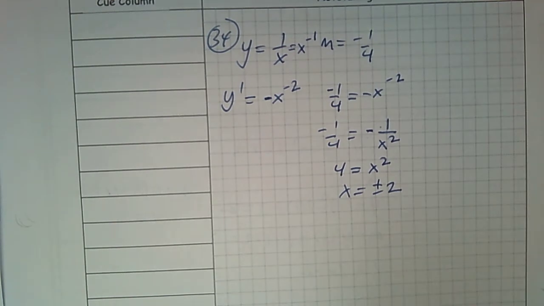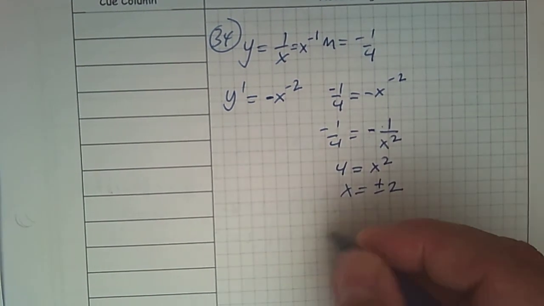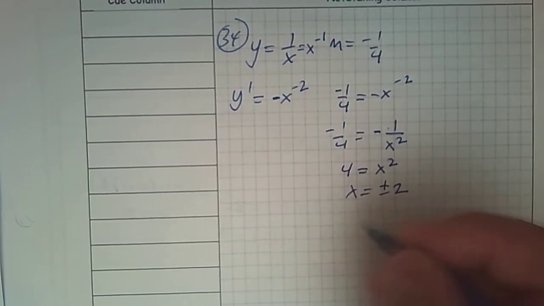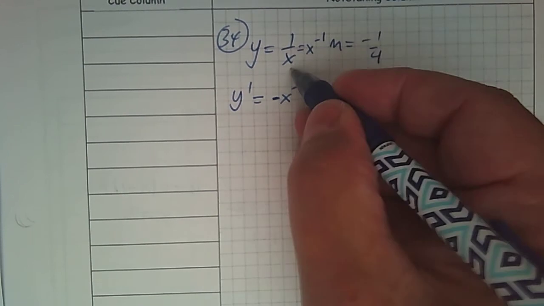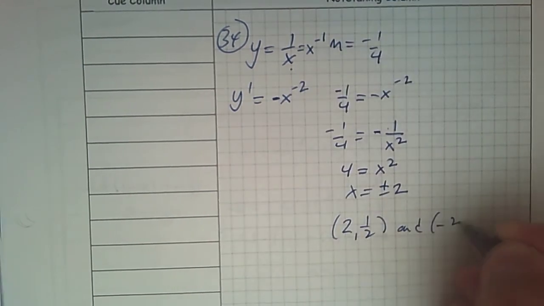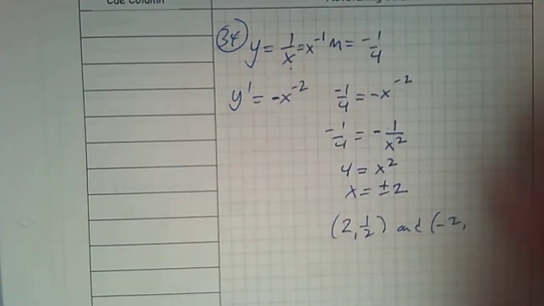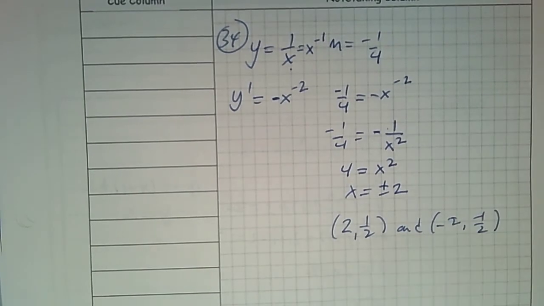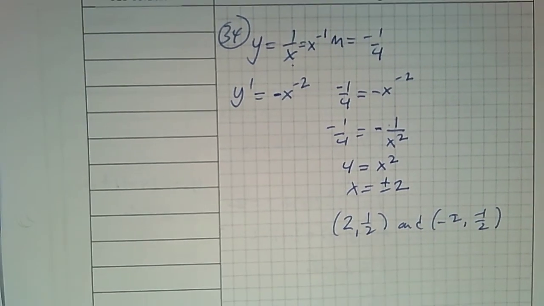I still need to find the y coordinate. So I need to go back to the beginning, 1 over x, and realize positive 2, if I plug it in, gives me positive a half. And if I plug in negative 2 here, I get negative a half. So positive 2 and 1 half and negative 2 and negative a half.